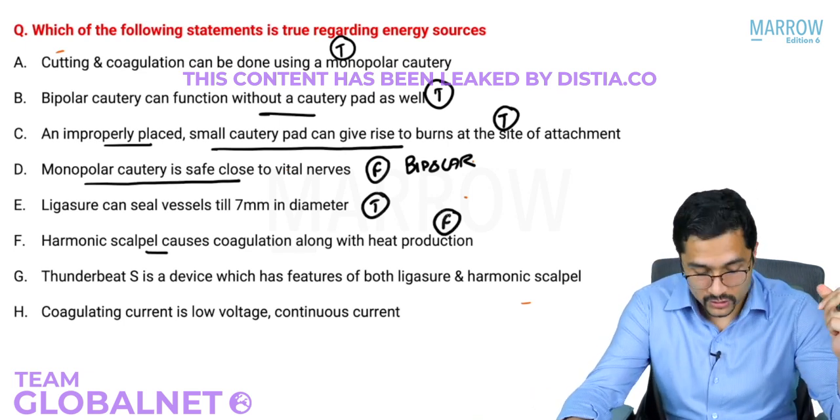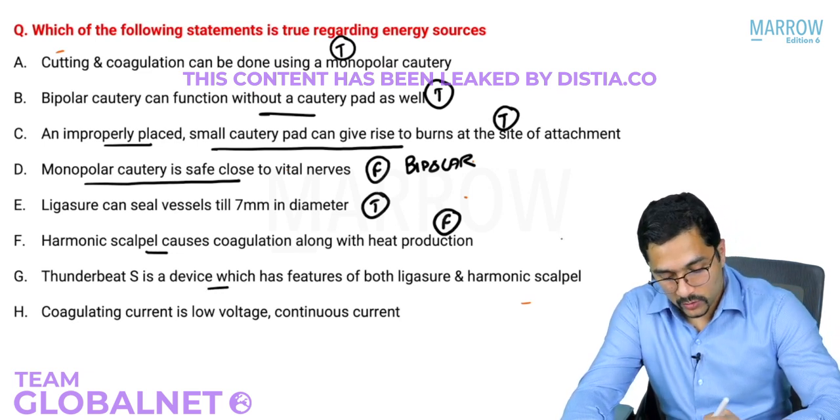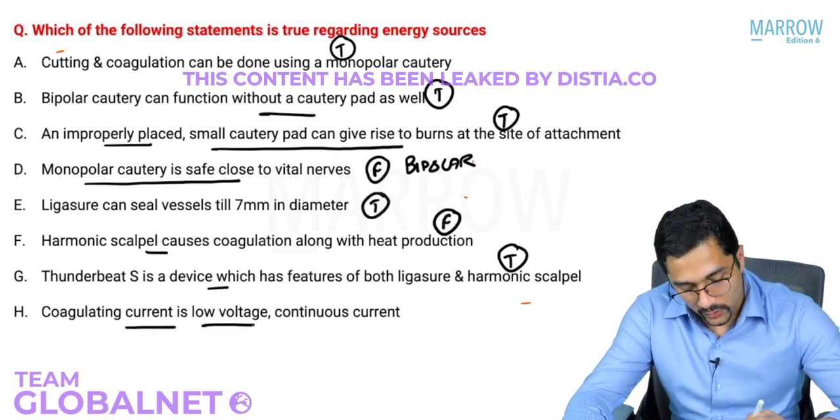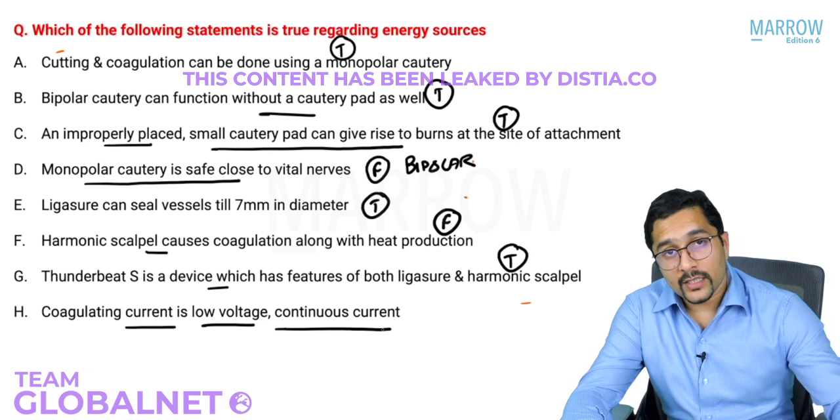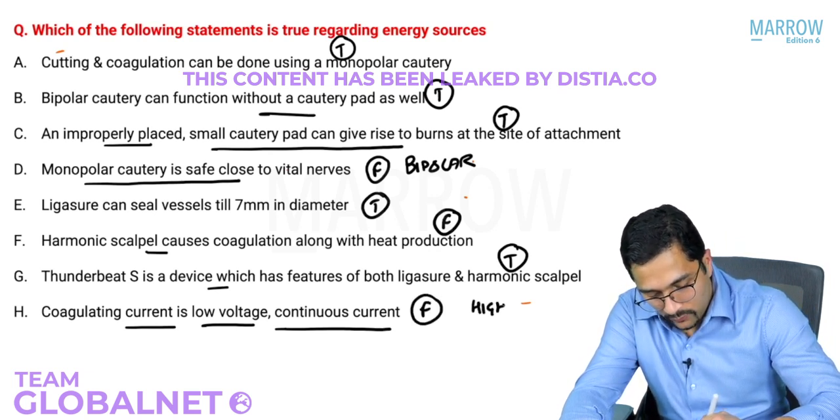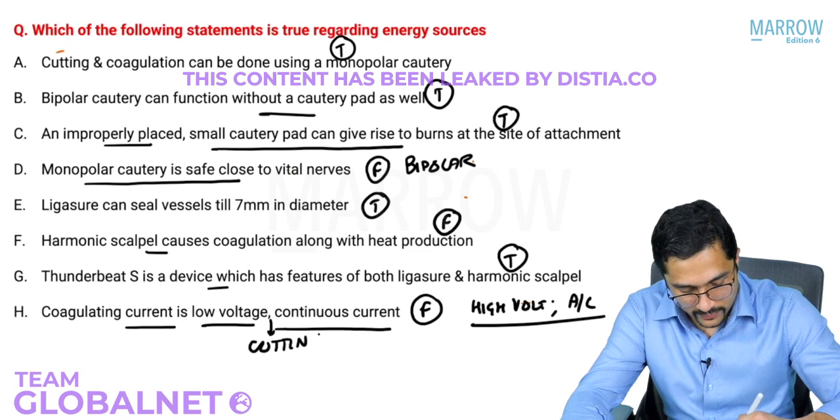That is the advantage. Thunderbeat S is a device which has features of both ligashore and harmonic scalpel. This is true. And coagulating current is low voltage continuous current. This is false. Coagulation is high voltage alternating current. This is the description of cutting current.